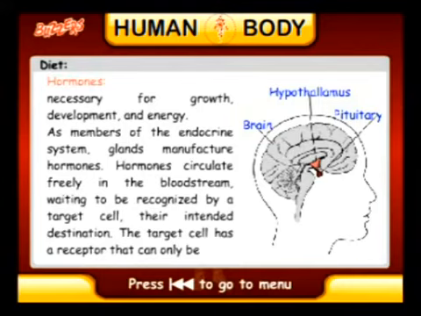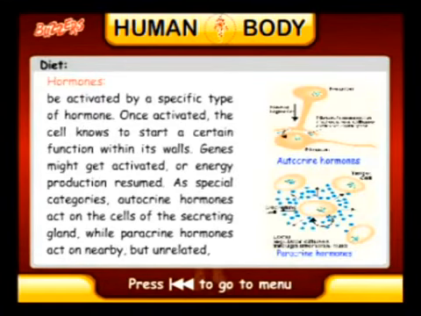As members of the endocrine system, glands manufacture hormones. Hormones circulate freely in the bloodstream, waiting to be recognized by a target cell, their intended destination. The target cell has a receptor that can only be activated by a specific type of hormone. Once activated, the cell knows to start a certain function within its walls. Genes might get activated or energy production resumed.